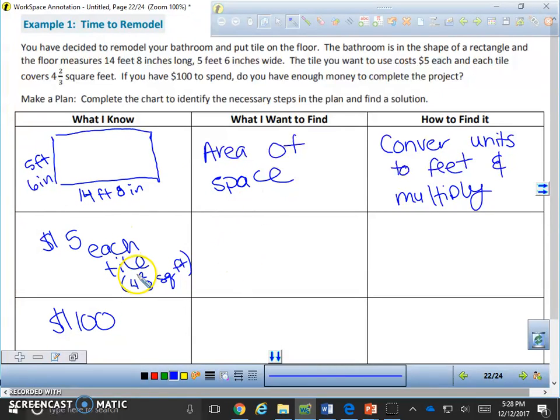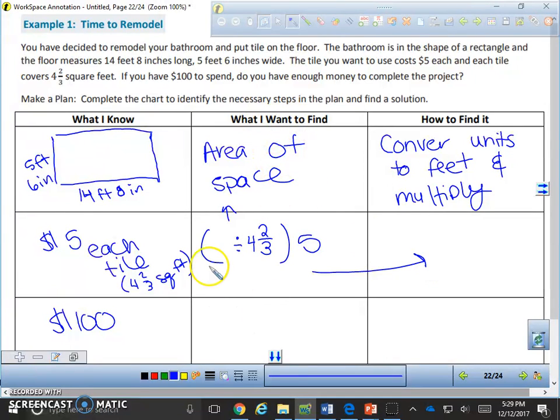We know that it's $5 each, and that's $5 for 4 2/3. So we're going to take our area of space, divide it by 4 2/3, and then multiply it by 5. So we split it up into 4 2/3 groups inside our rectangle, and then we're going to multiply by 5 because that's how much it costs. Okay, that's how we find it actually.